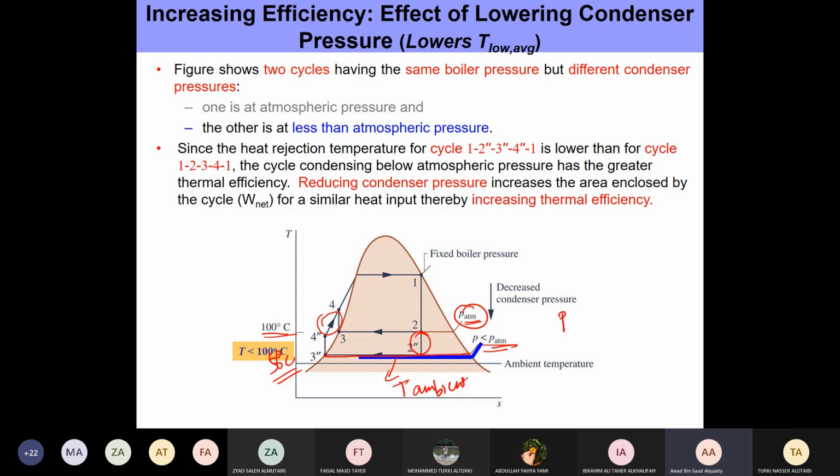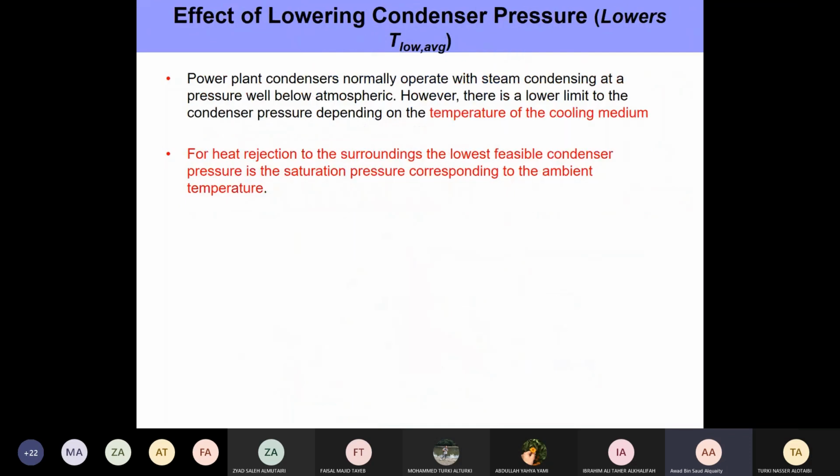So for us to maintain that, we just have to ensure that the temperature that we have here, once we reduce the condenser pressure, is higher than the ambient temperature. Okay, so the T sat at condenser pressure should be higher than the T ambient. As long as you maintain that, it's perfectly good, right? And so that sets the lower limit to the condenser pressures that we can achieve.